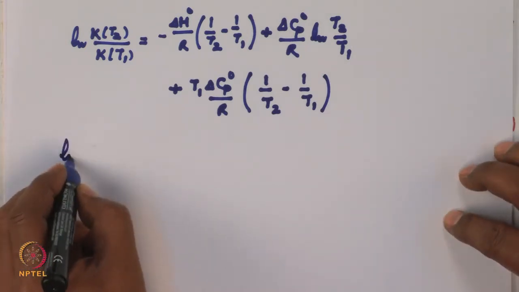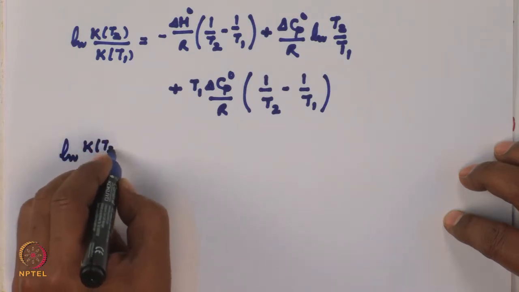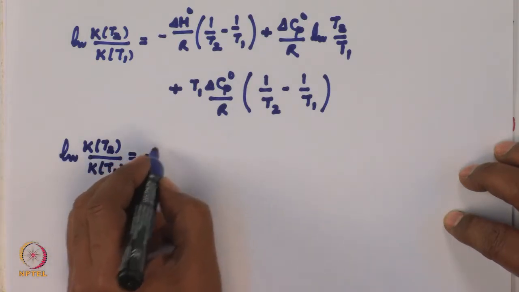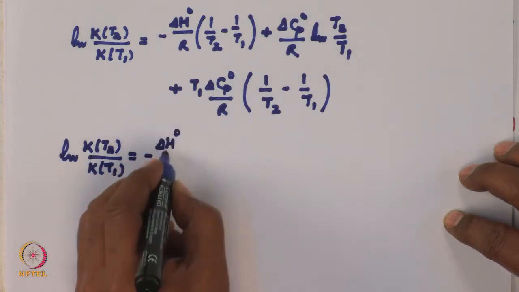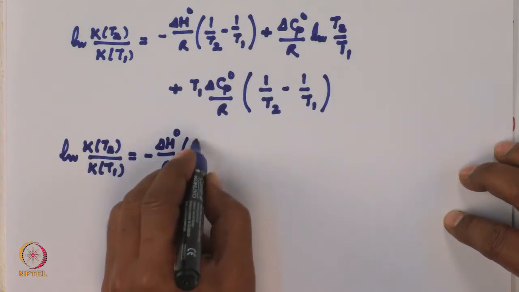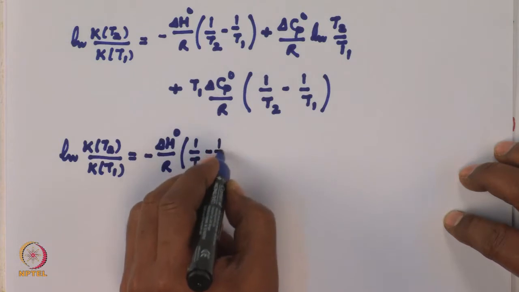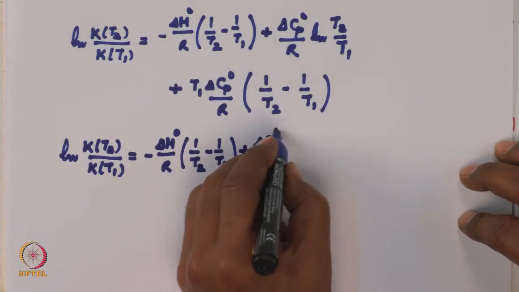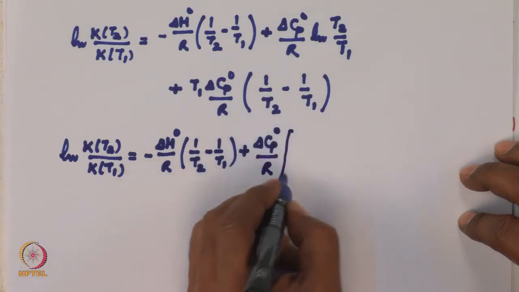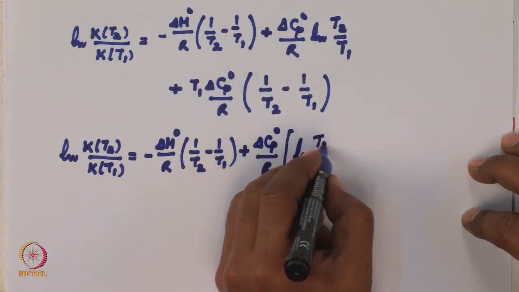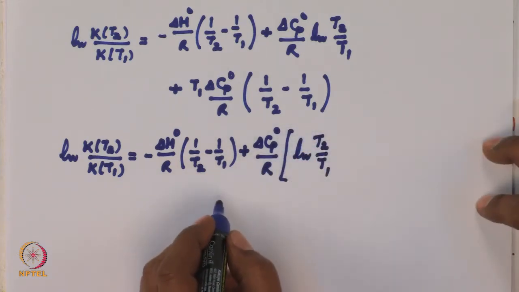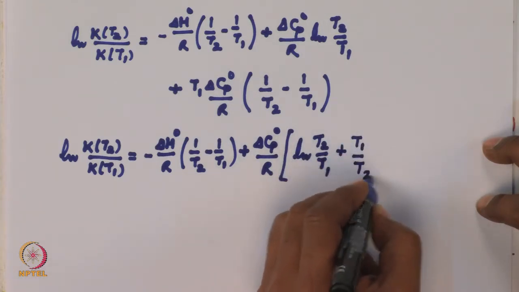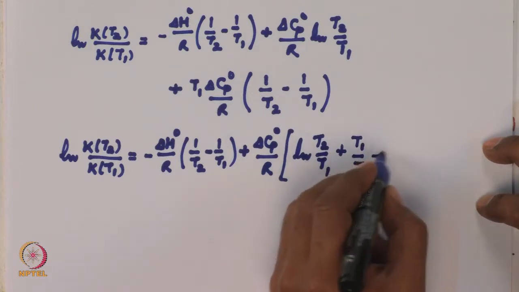So, what I have now is log K at T2 over K at T1 is equal to minus delta H naught by R into 1 over T2 minus 1 over T1, plus delta Cp naught by R, and I have log T2 by T1, plus T1 by T2, minus 1.